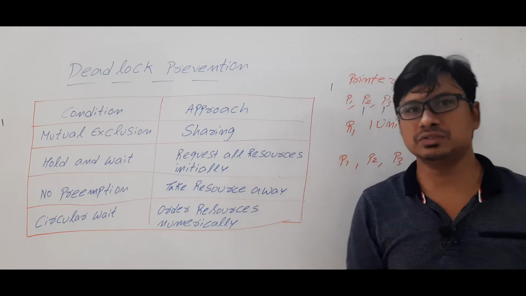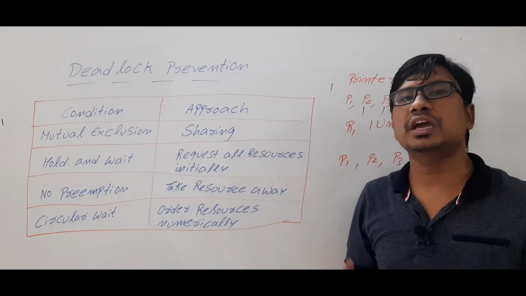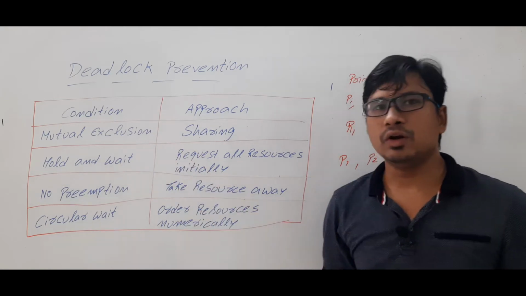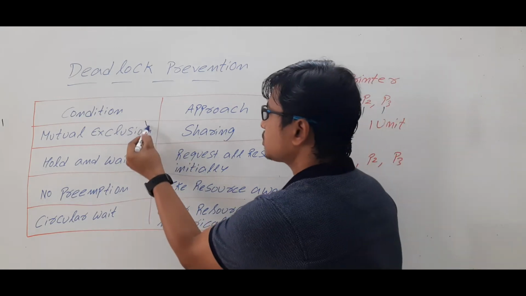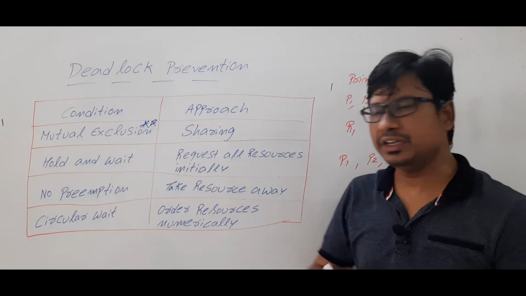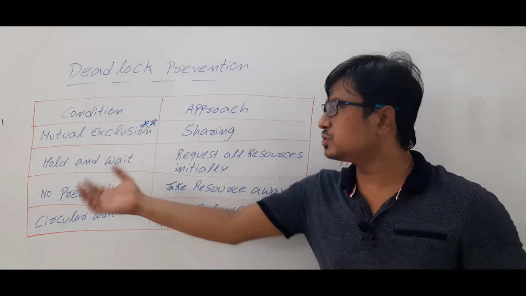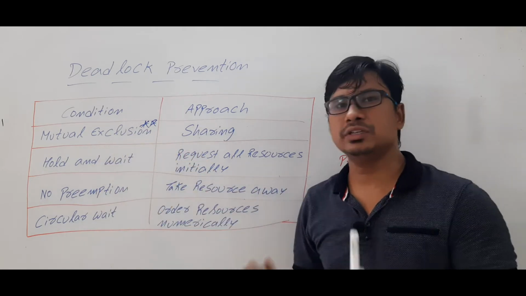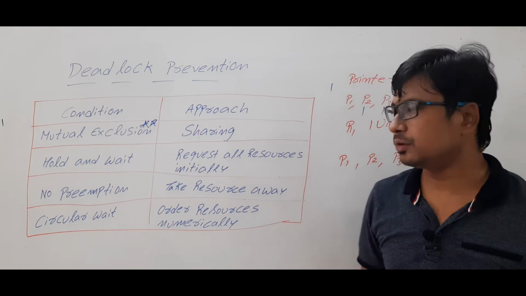So a few resources will be there that we cannot share among multiple processes. So we cannot disable mutual exclusion in practice. Is it clear? If we disable mutual exclusion, then deadlock will not happen, but disabling mutual exclusion is not a correct solution. Are you able to understand?